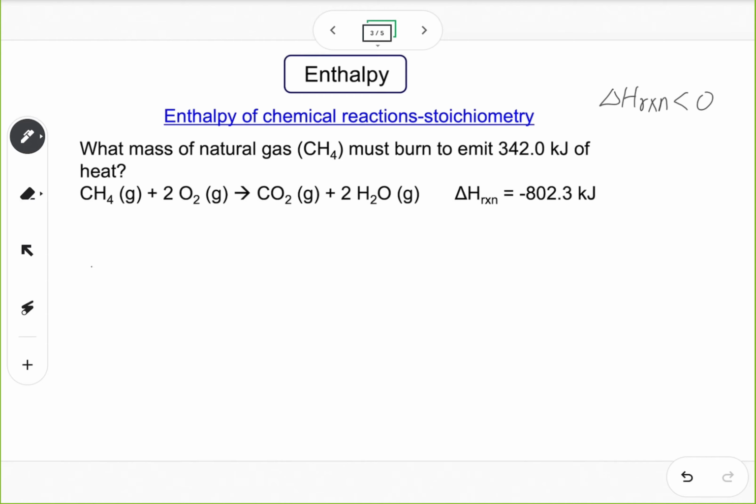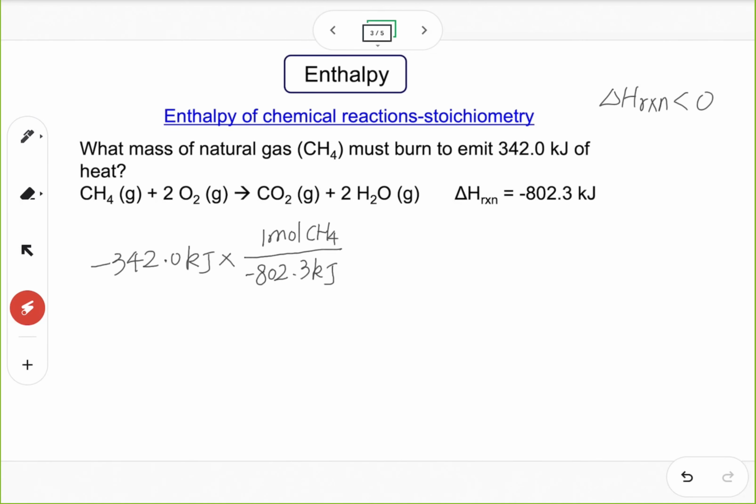You have negative 342.0 kilojoule, times, remember, negative 802.3 kilojoule is associated with 1 mole of methane gas, all right? So we can use this as the unit conversion factor to find out how many moles are associated with this much of energy. It's pretty much like a stoichiometry calculation involving enthalpy change, all right?